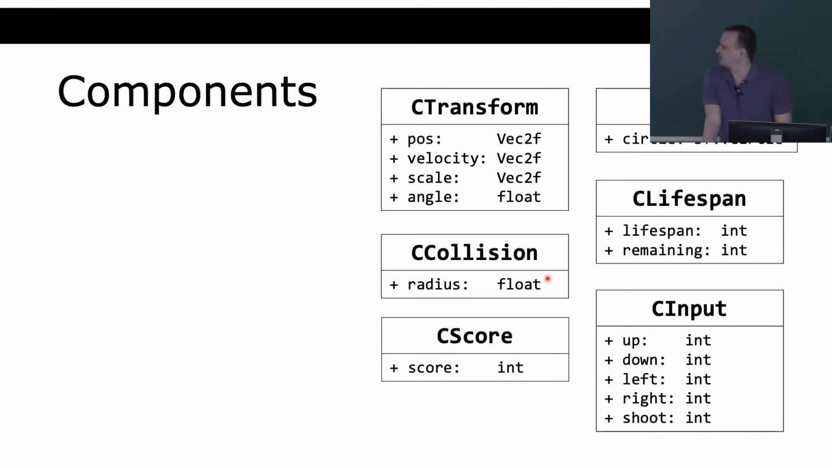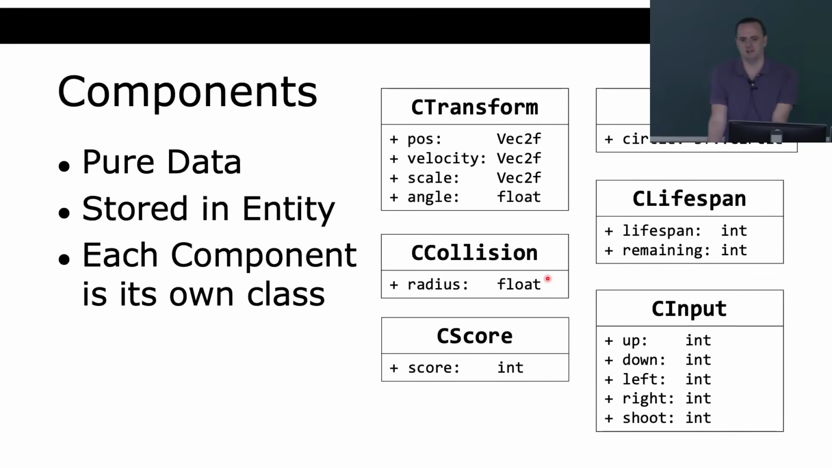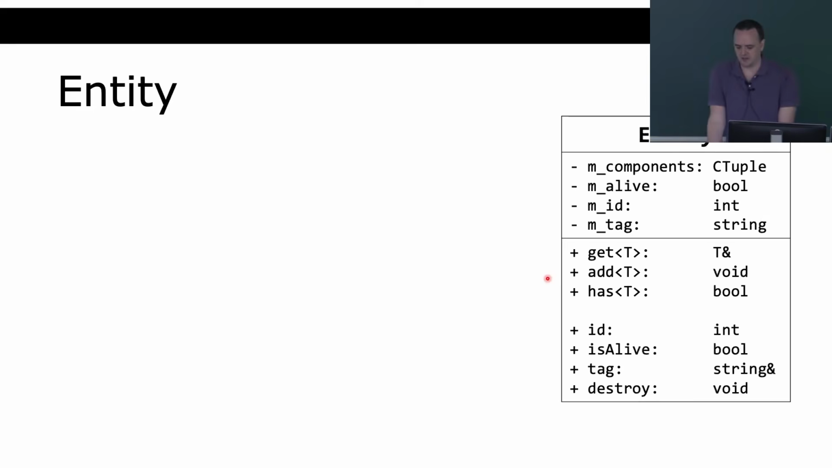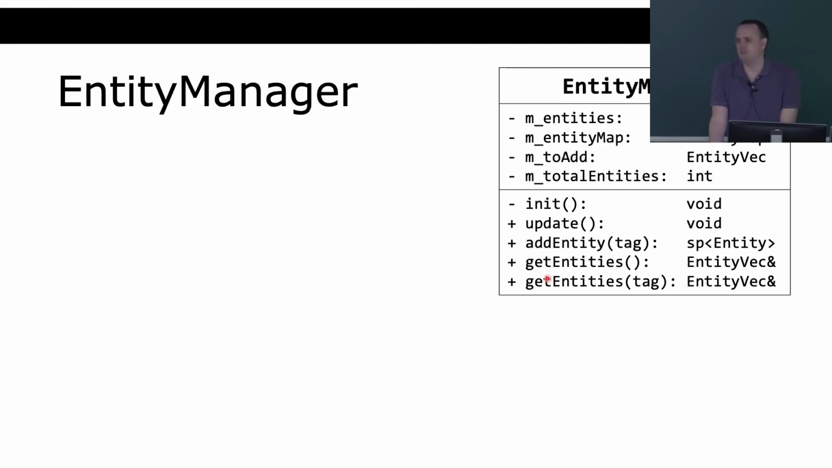And I talked a bit last time. I won't go through all the details of this, but our components are just pure data. They're stored in the entity class, and each component has its own class. So this is pretty much going to stay the same for all the assignments in our course. The entity class is also going to stay the same, so I don't need to go into all the details of this other than just to remind you that the entity stores this tuple of components and a little bit of extra data like the tag, the ID, etc. That's pretty much going to stay the same, as is the entity manager.